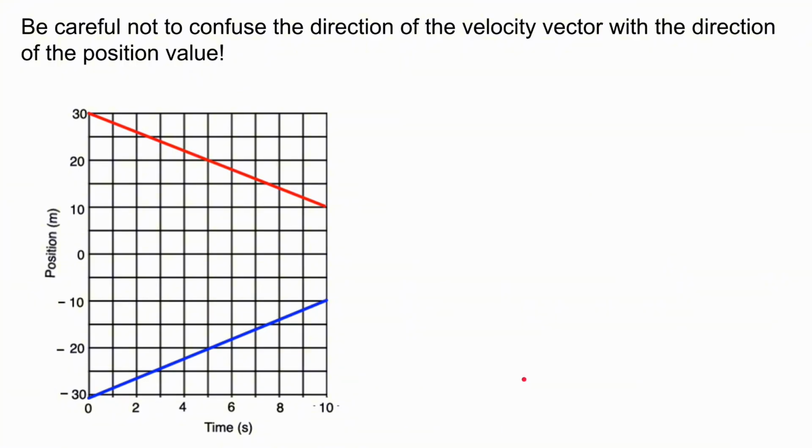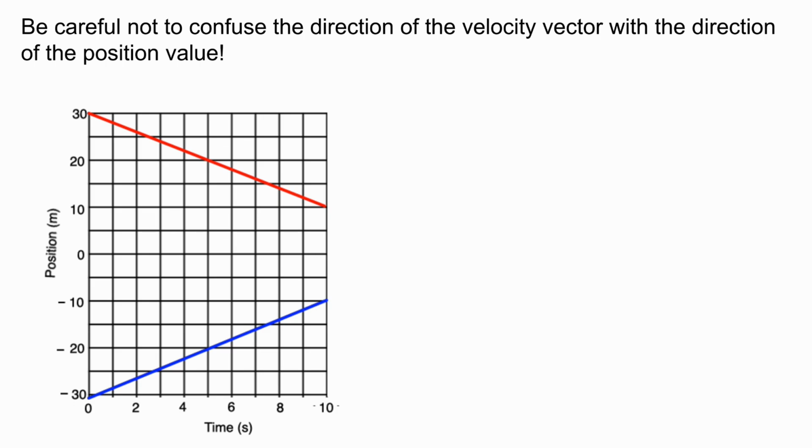I've got to be careful not to confuse the direction of the velocity with the positional direction. I've intentionally given you two lines on the same graph that have opposite values for the velocity versus position.